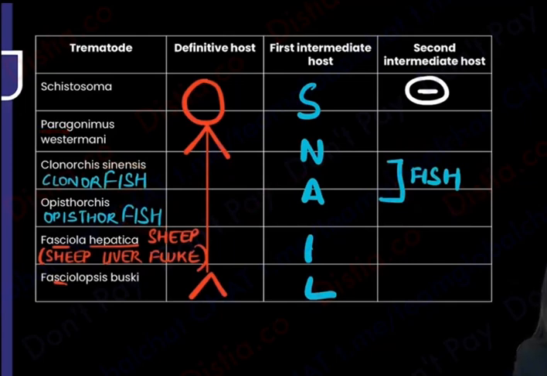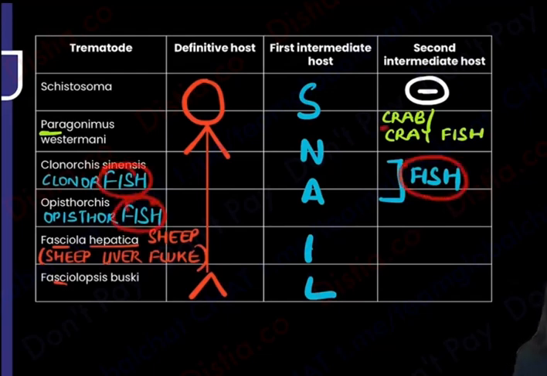So first and foremost, remember Para you will learn as Cara. Cara means there's going to be crab and crayfish. The second intermediate host is going to be crab and crayfish. Also, read carefully in the exam. Have they mentioned fish? So if fish, then clonorfish or Opisthorfish. Have they mentioned crayfish? Cara wala fish. Cara is Para.